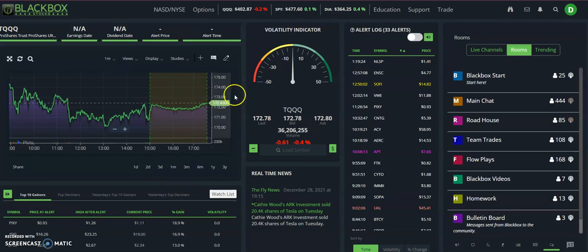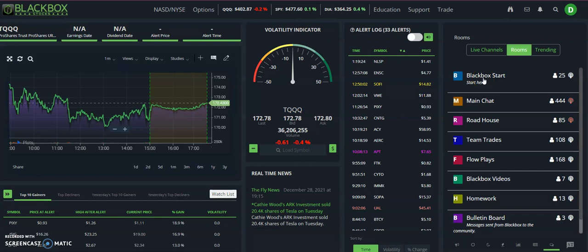It also has an integrated chart that you can use for charting. It'll also show you what ticker you're looking at, the earnings dates for those tickers, and any dividend dates for the tickers. The alert time and the alert price are set up for when there are different alerts for either the stock side or the option side of the platform. Here in the middle, you have your volatility indicator. It shows you how volatile that stock is reacting in the market at the current time. You also have an alert log with various types of alerts, and over here you'll see rooms.